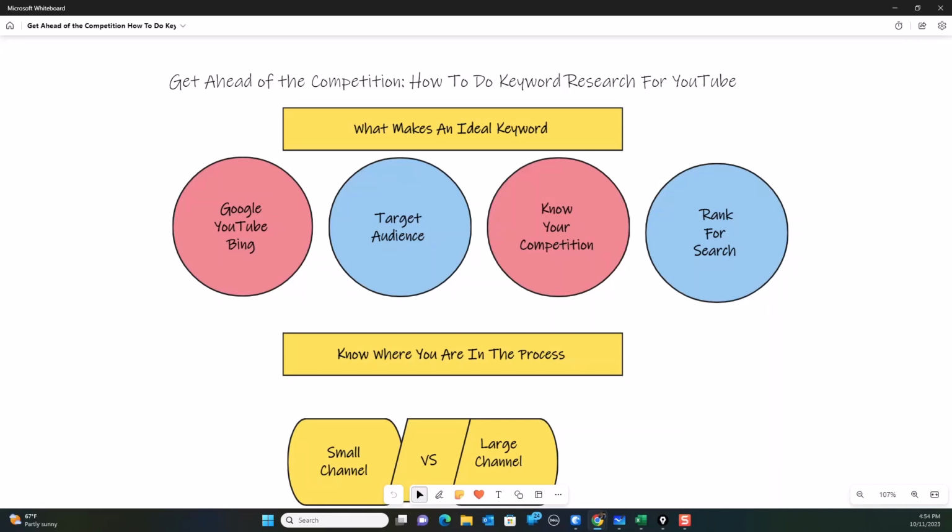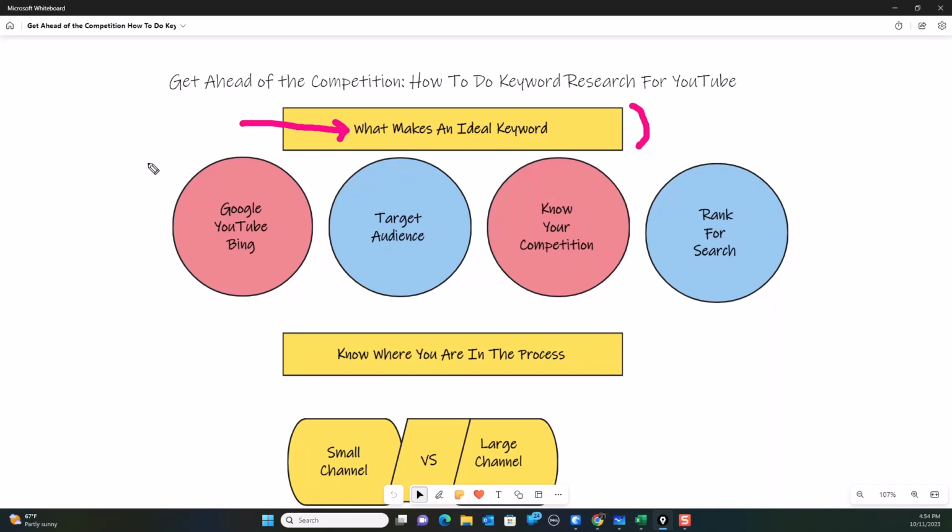Okay. So the first thing that I want to talk about is what makes an ideal keyword. I want to focus in just for a moment on what makes an ideal keyword. There are a lot of people who want to learn what makes an ideal keyword, okay?